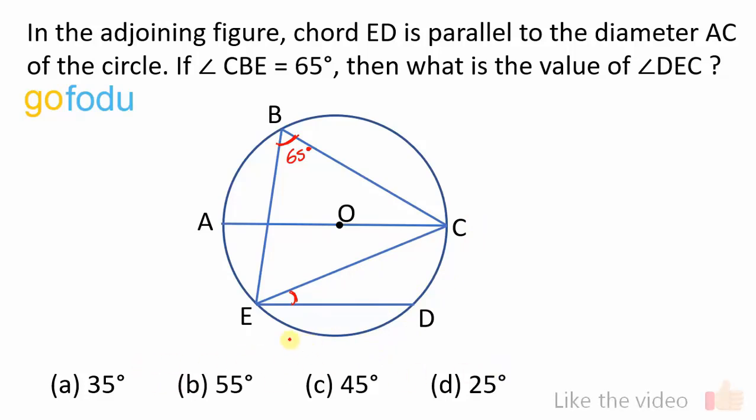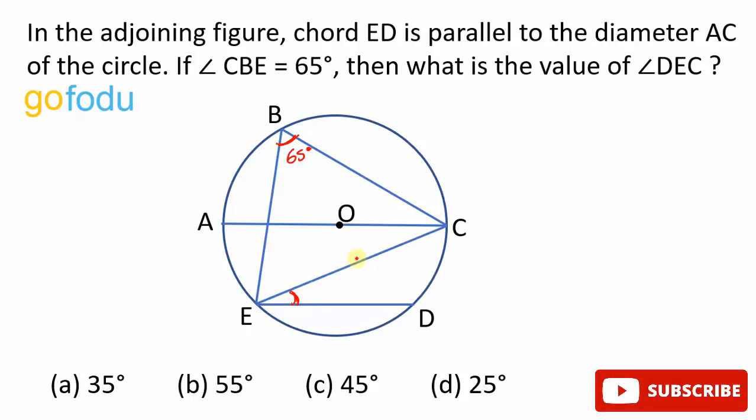Out of these four values, there will be a definite value of angle DEC, which is going to remain the same no matter how this figure is drawn, how big or small, following these constraints that this angle has to be 65 degrees and ED should be parallel to diameter AC. So if we can somehow verify that this angle is actually 65 degrees, then we can be sure that this figure is drawn to scale and it is an actual representation of the question statement.